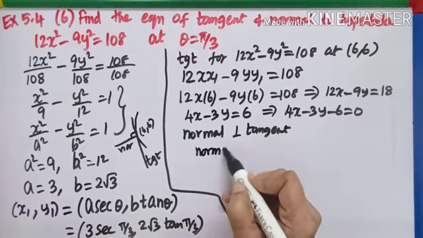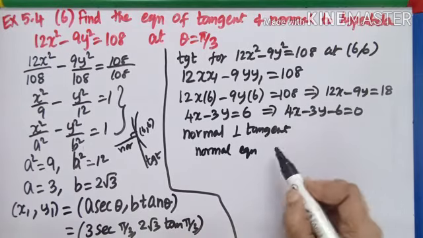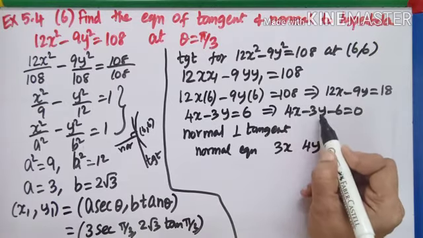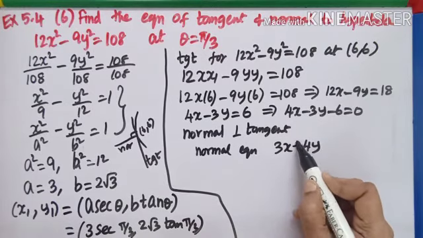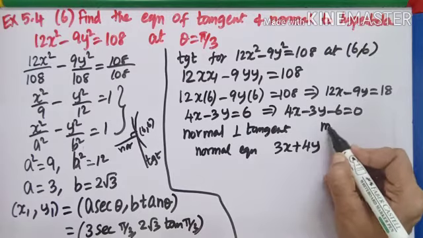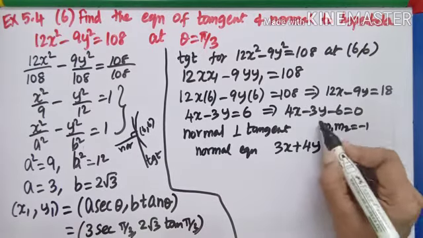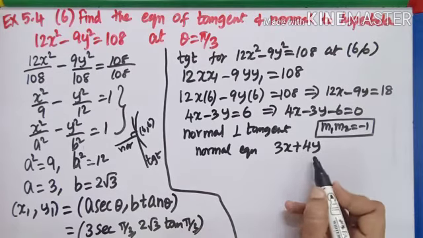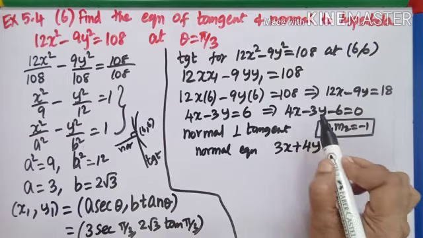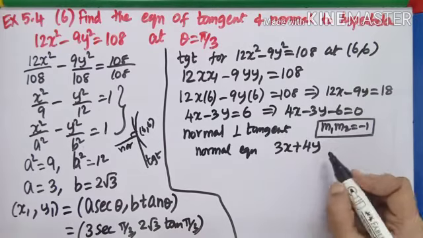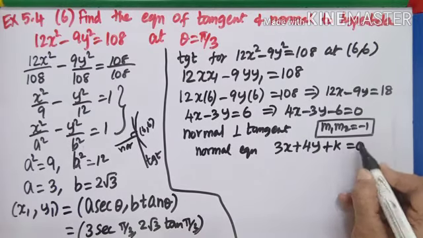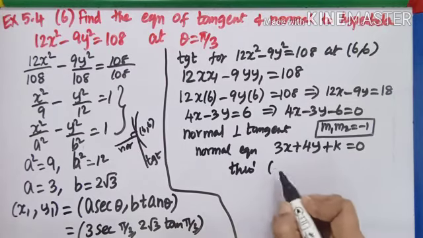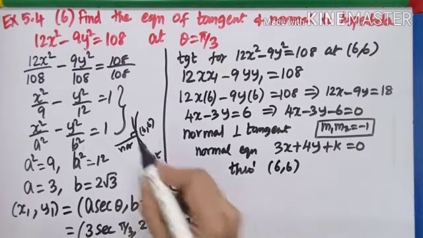So, normal equation is 3x 4y. 3 goes to x, 4 goes to y. This minus comes, change it as plus, because we know m1 m2 equals minus 1. So, this formula makes us write like this. x coefficient to y, y coefficient to x, and constant also we need to change. How to find the constant? Normal also passes through 6, 6 only.